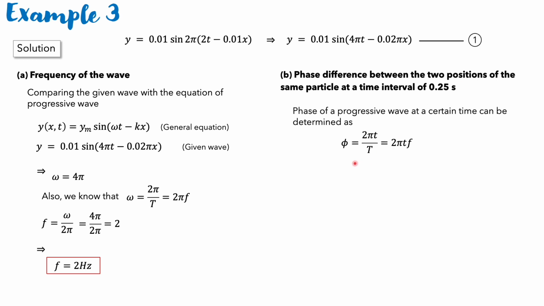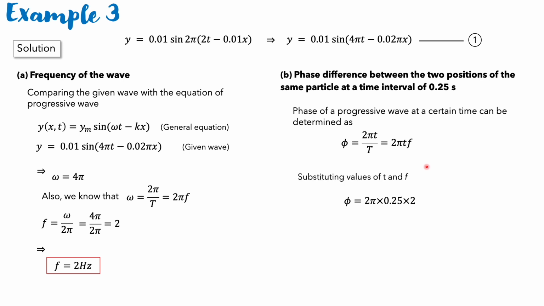Phase difference is represented with this formula, 2 pi t over capital T. This is very similar to the formula omega equals 2 pi over T, just one t is added here. If you multiply omega with the time, it becomes the phase, and 1 over T is equal to f. We can write it in this form, 2 pi t f.